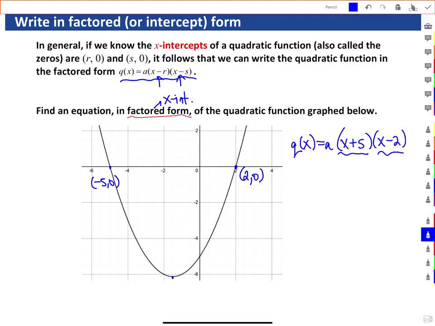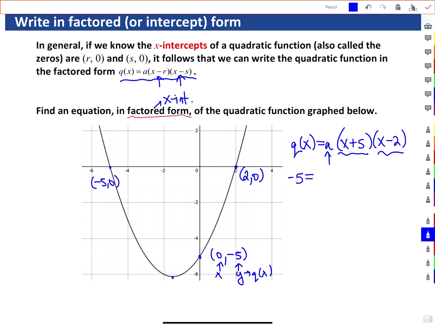Now we've got to deal with this a value. How do we do that? Again, we want to eyeball, so let's find another point on this parabola. We already said the vertex was out because that was at a wacky point. There are actually quite a few of them. I like to use the y-intercept if possible because I like plugging in zeros for x's. I believe this is a nice point. This is 0 comma negative 5. That's my x, that's my y, or my q of x in this case. So let's plug that in.